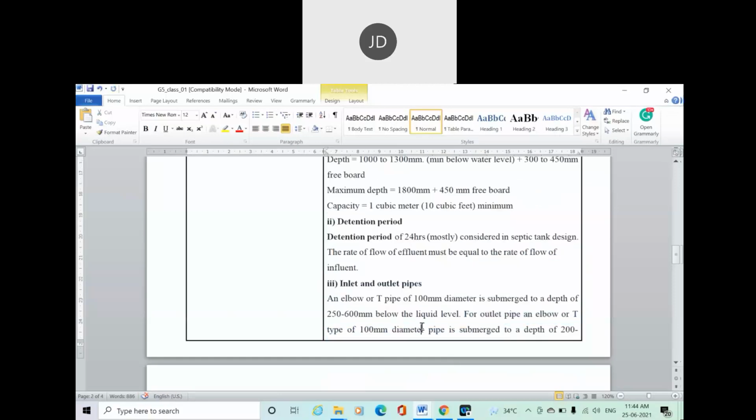So basically, what about the type of the pipe? It can be elbow. Elbow means this kind of pipe. This is your elbow, a kind of shape of the elbow pipe. And what is a T type of pipe? It will look like this. So water will go like this. There is an extra space left behind. I will show you the diagram also.